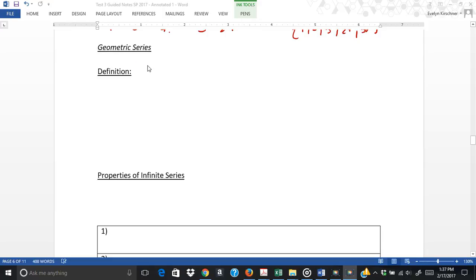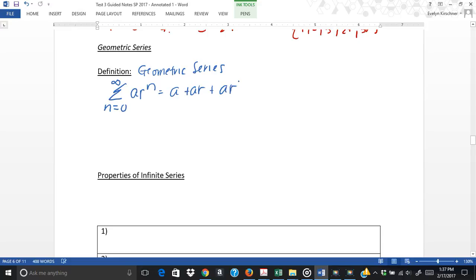You've probably learned about geometric series before. It's when you multiply. My definition of a geometric series is as follows. I have some series, remember series as a sum, of a times r to the n, which is the same as a plus ar plus ar squared plus ar cubed, all the way up, as long as a doesn't equal 0. And we call r what we call the ratio.